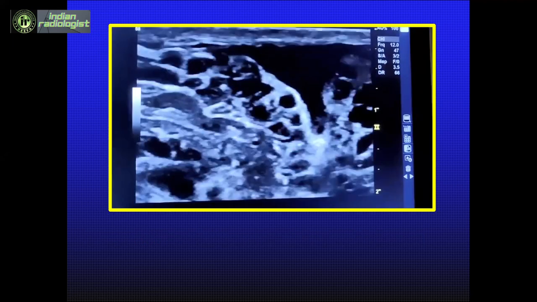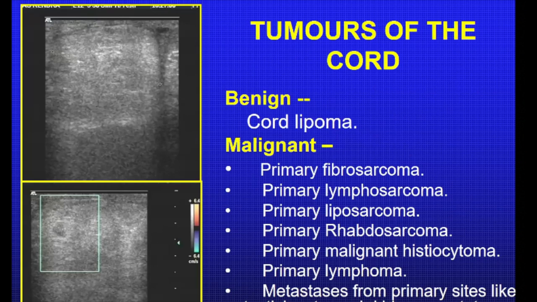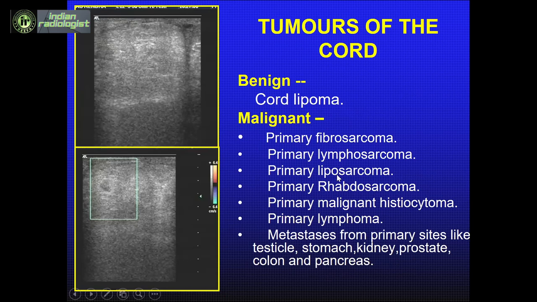So this is the video showing the same. In the cord, the commonest benign pathology is lipoma. In fact, in 18 years, I am yet to see these rare malignant lesions within the cord. The commonest one is lipoma.